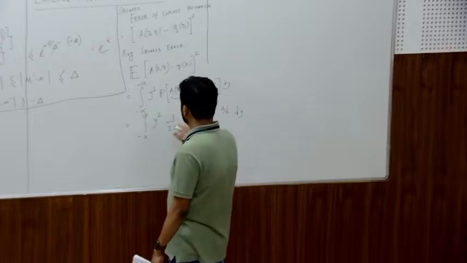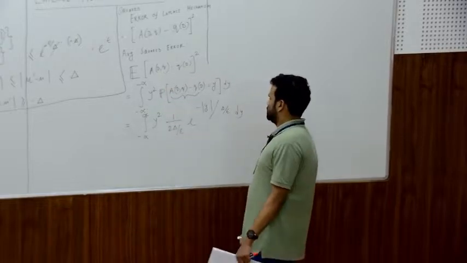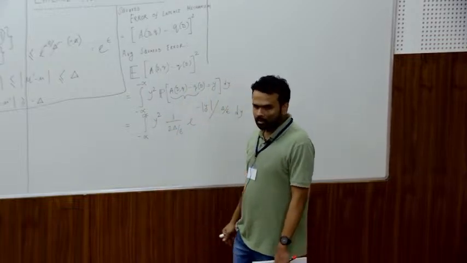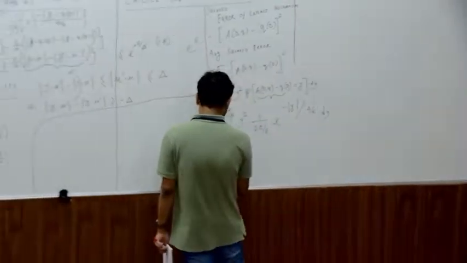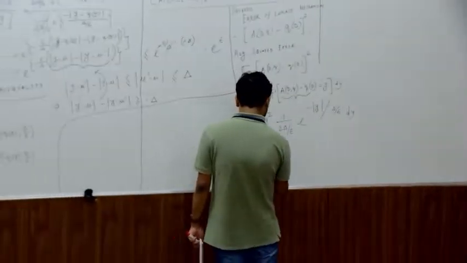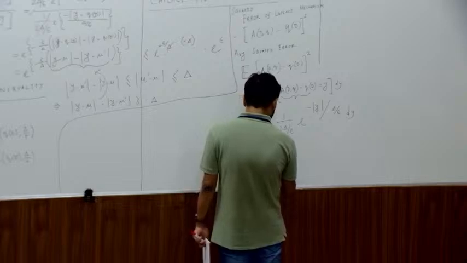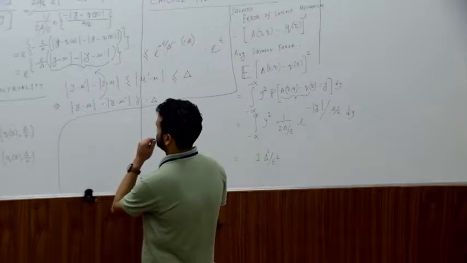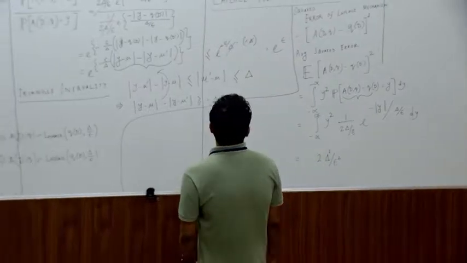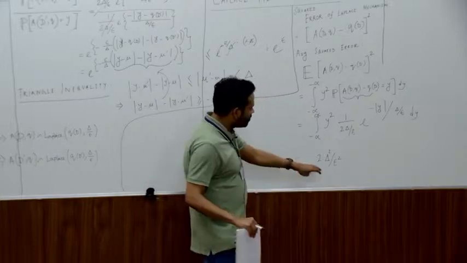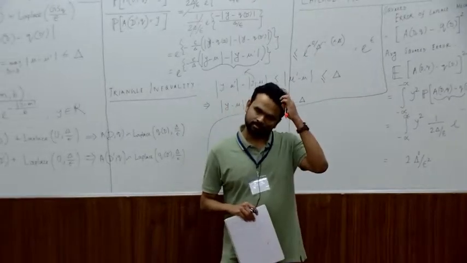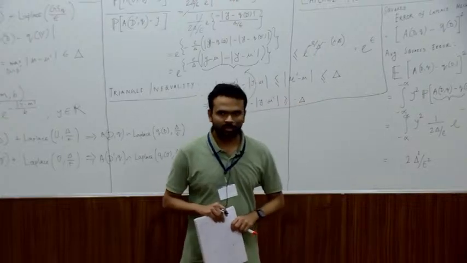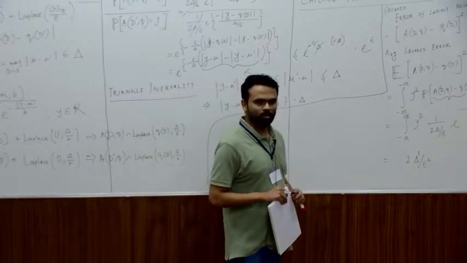Now we need to compute this integral. I will not compute the integral for you, I'll just give the answer. The answer will come as 2 into delta square by epsilon square. Okay, so can you guess why the answer is coming like that? If we do the integral, it will come like that. Why will it be 2 into delta square by epsilon square?